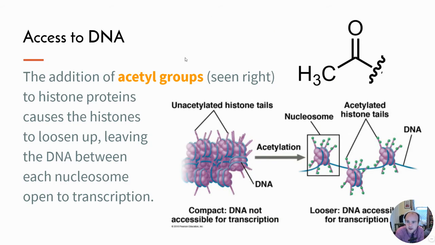So there are 2 groups, acetyl groups and methyl groups, that are involved in whether DNA is tight and turned off or loose and open for business. If we add an acetyl group, which if you think back to biochemistry when we learned those functional groups, this is going to cause the histones to loosen up. It's going to cause them to unwind and expose these sections of DNA where genes are, so it can be read and be open for transcription. When it's super tight like this, it can't be read.